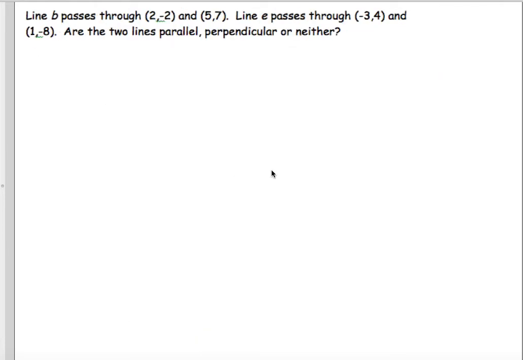All right, right here it says line B passes through 2, -2, and 5, 7. Line E passes through -3, 4, and 1, -8. Are the two lines parallel, perpendicular, or neither? So what we're going to do, they don't have a graph on this one, so I'm going to work this one out using the slope formula. So for line B, doing the slope formula, which remember, and I'll write it out here, it's y2 minus y1 over x2 minus x1.